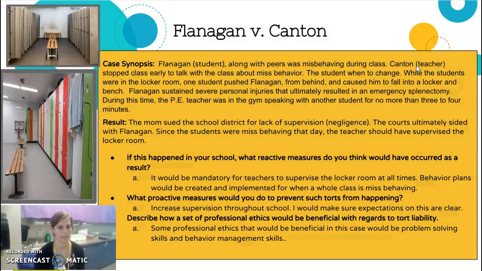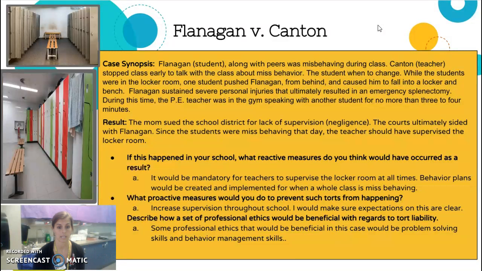That's that case. The next case is Flanagan versus Canton. This case synopsis was basically the students were misbehaving as a whole class, and the teacher stopped class early to talk with the students about their misbehavior. Then they went and got changed in the locker room. The PE teacher usually supervises the locker room during this time, but instead he was talking to a student for, they said, about 3 to 4 minutes in the gym.